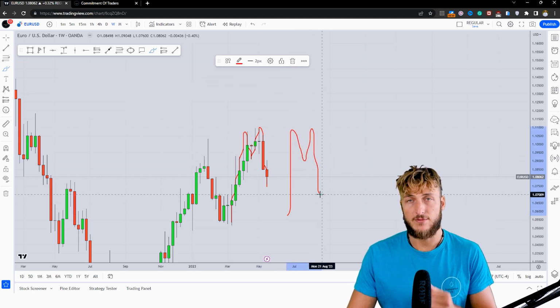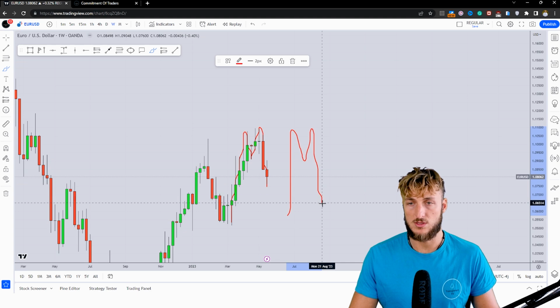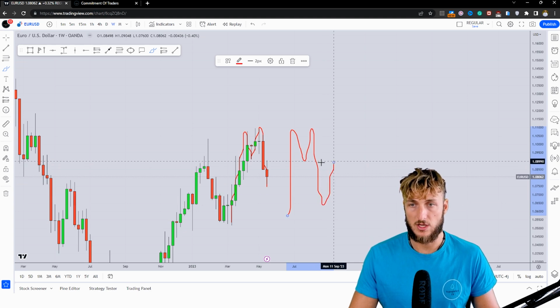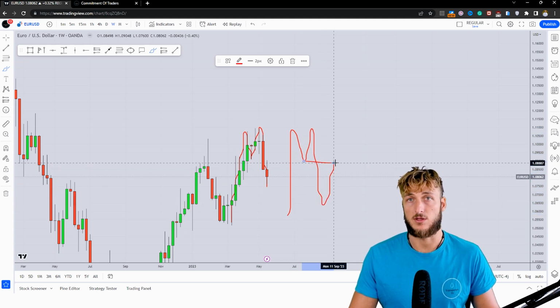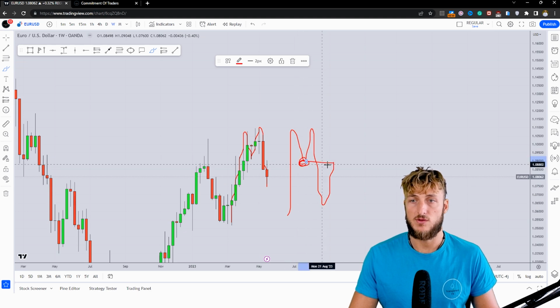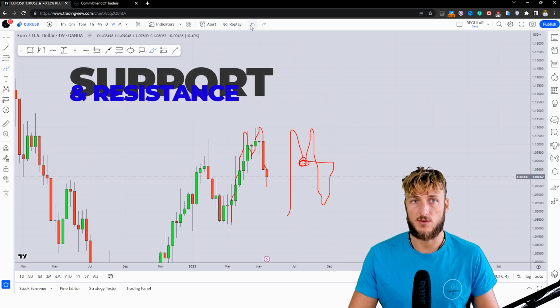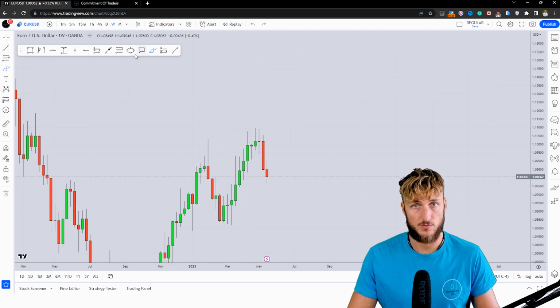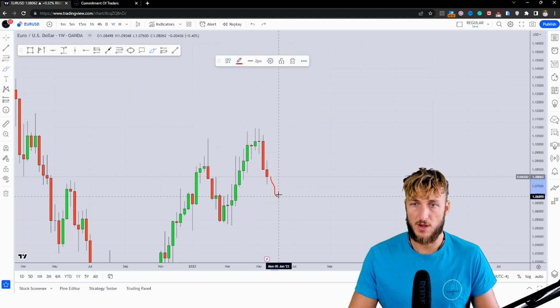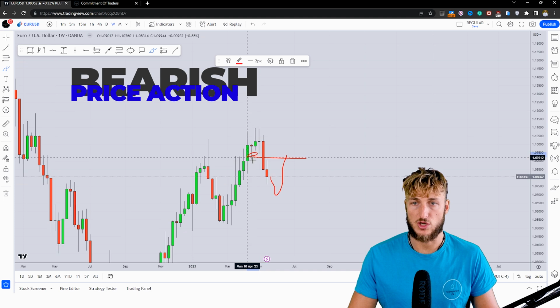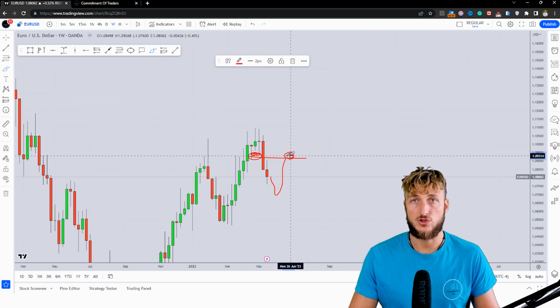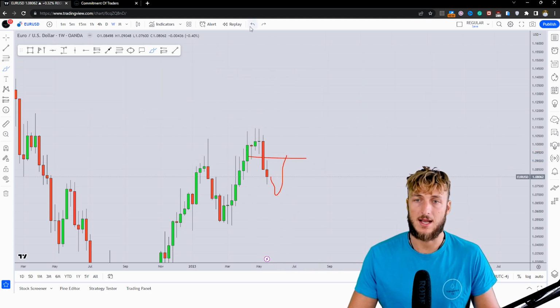And in general, after the creation of an M pattern, what we could expect is a potential rejection higher for the completion of the M pattern at the neckline, which is the previous support turned resistance here from a weekly perspective. So on the weekly, we could expect a bit more bearish price action, but then a rejection to the upside for the completion of this weekly M pattern at the neckline.